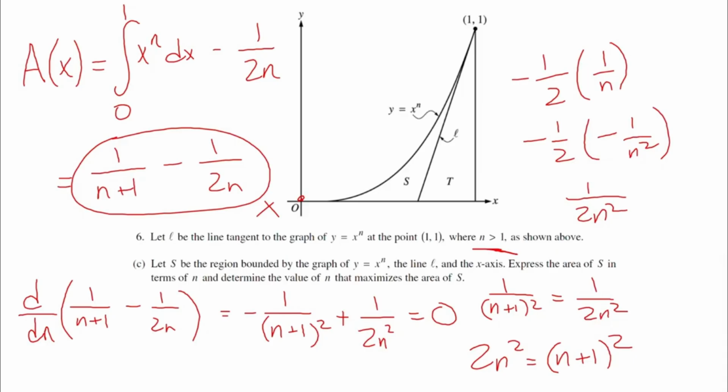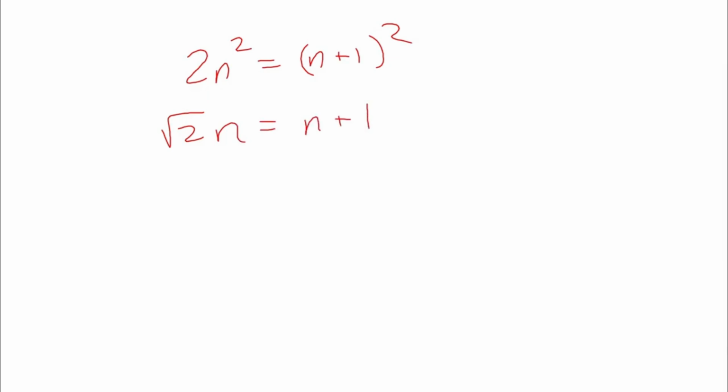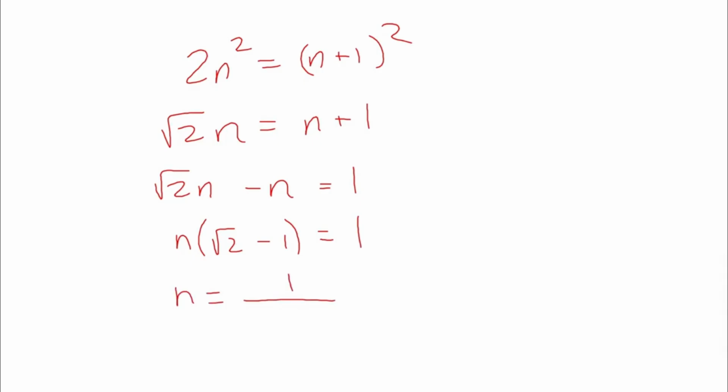And we'll just square root both sides of this. We had 2n squared equals n plus 1 squared. That gives us root 2 n equals n plus 1. And of course, we can just get all the n's on one side. So it'll be root 2 n minus n equals 1. Factor out the n, and we've got n times root 2 minus 1 equals 1. And n is 1 over root 2 minus 1.